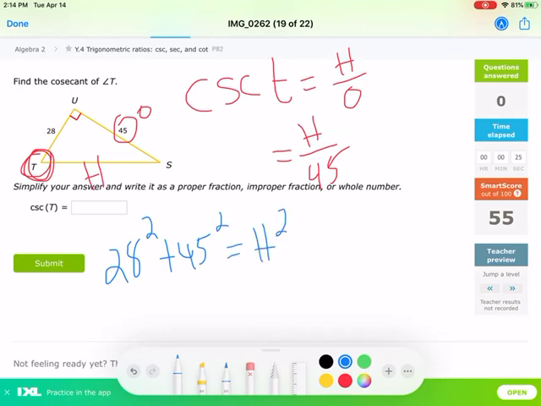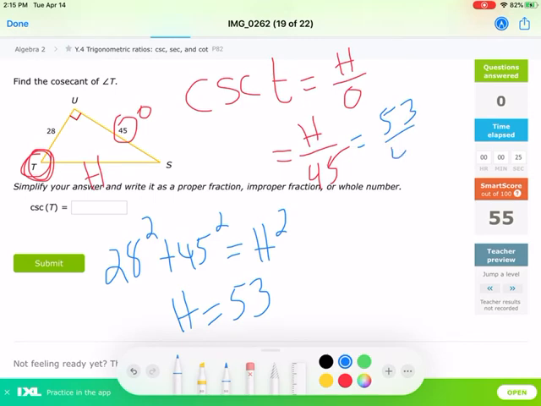So again, I'm going to use my calculator. I'm going sideways because I want the good calculator. So I'm going to do square root of 28 squared plus 45 squared. And, oh, nice. Works out really well. 53. 53 is my answer. So h equals 53.